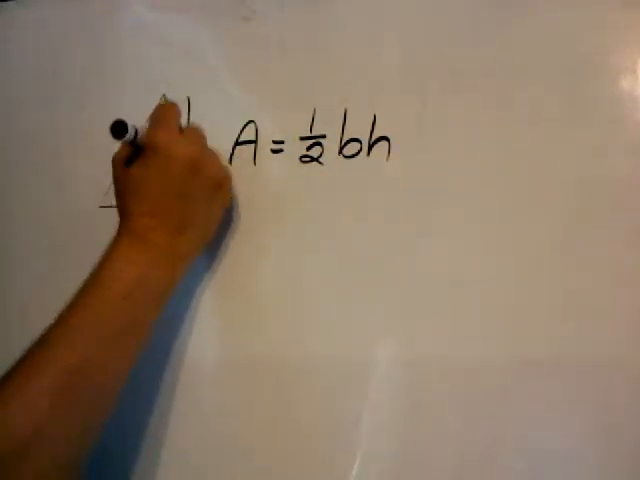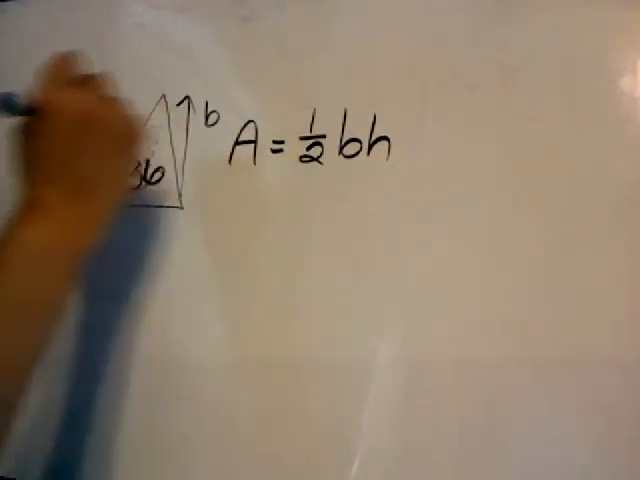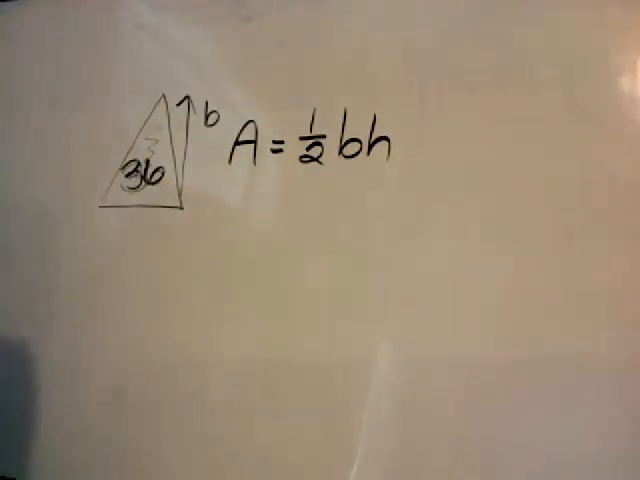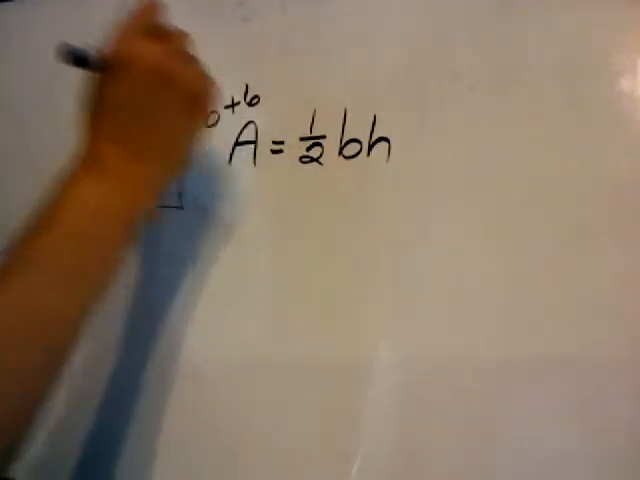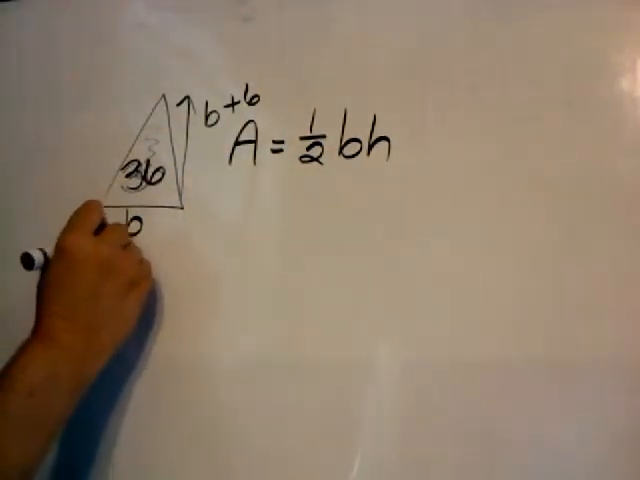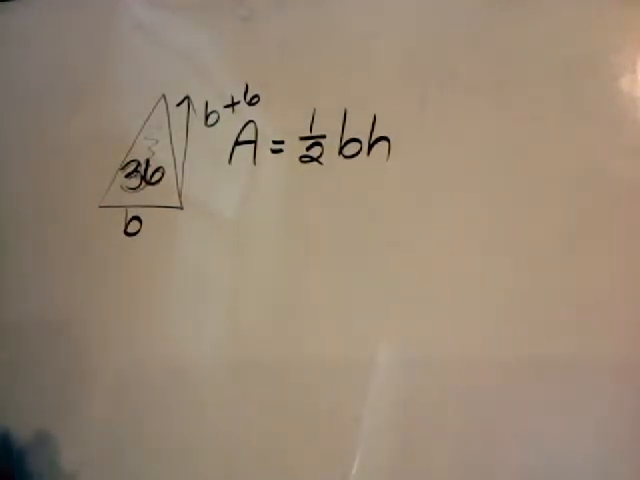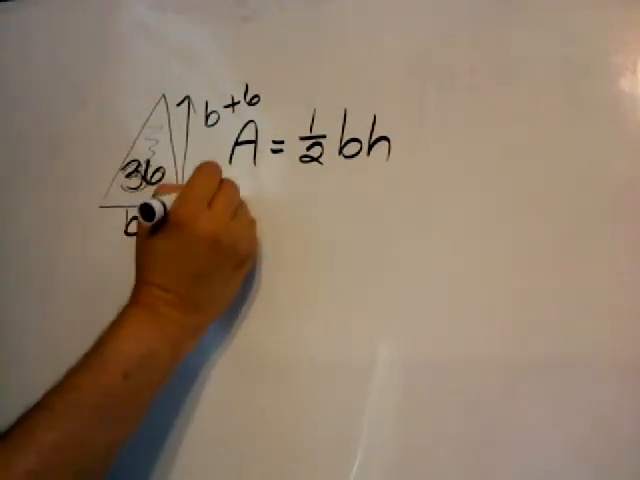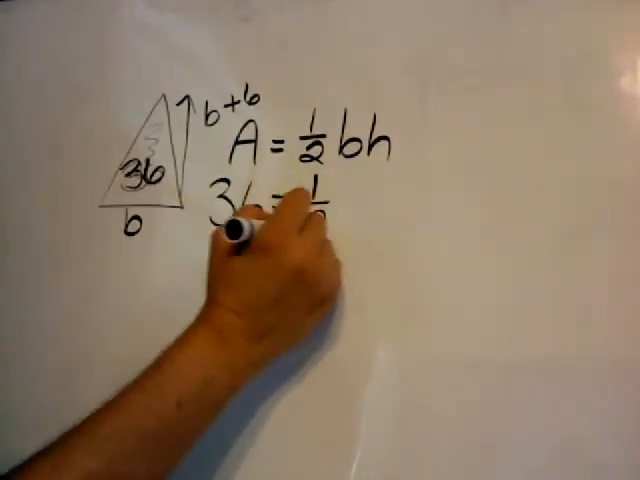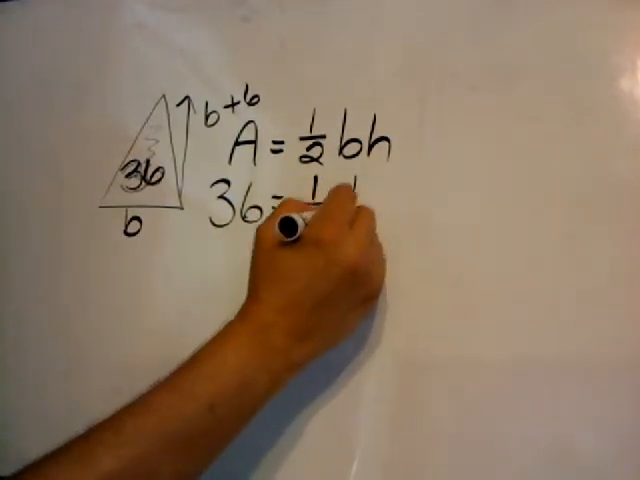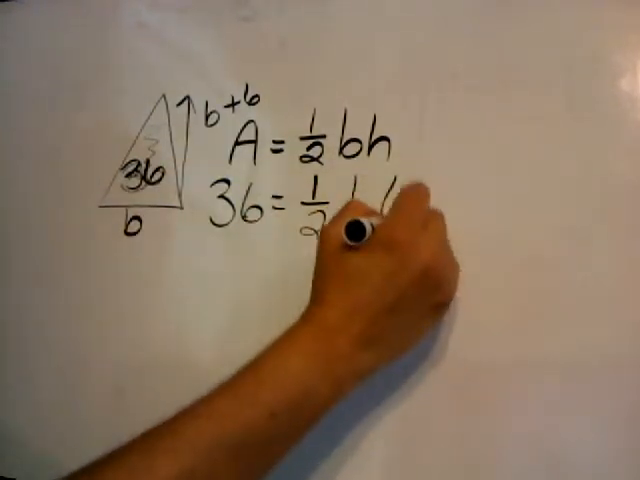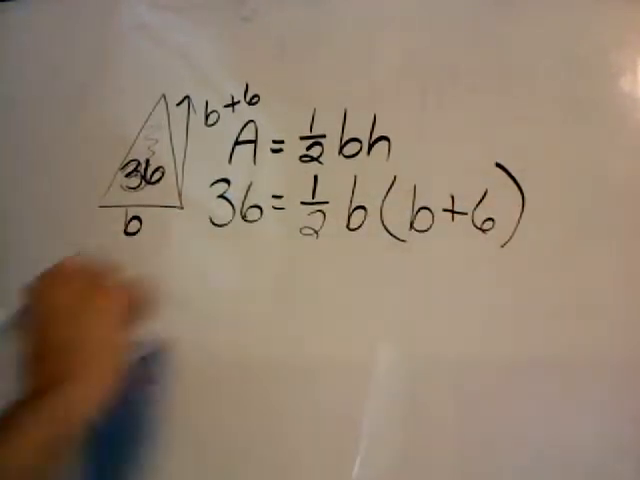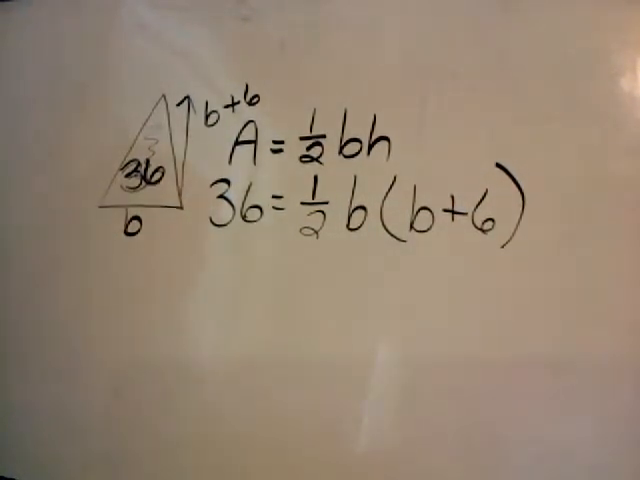So the height of this triangle right here is base plus 6, and then I have to know the base. So that sets us up with the formula 36 equals 1/2 base, and we're going to replace the height with base plus 6. So when you solve this out, you should get an answer. Now I would like for you to try to solve this, and then we'll check your answers.